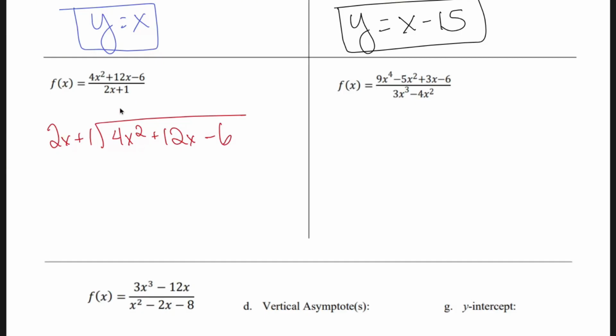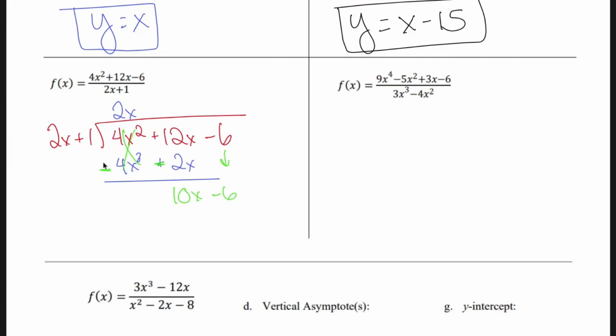2x times blank is 4x squared. 2x times 2x is 4x squared. 2 times 2 is 4. X times x is x squared. 2x times 1 is 2x. Subtract the entire row, which means flip the signs, minus, minus. You will always cross out. You become 10x, drop down the minus 6.